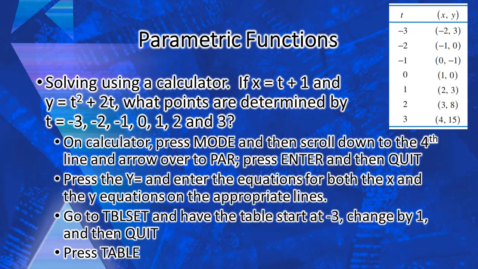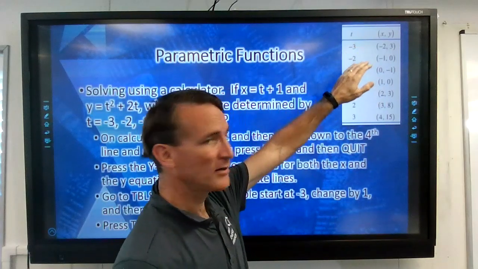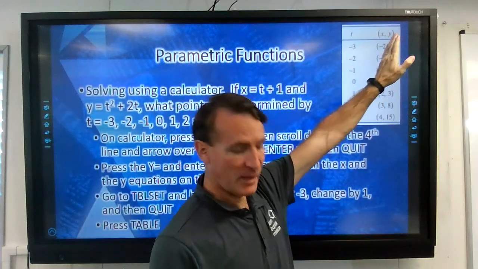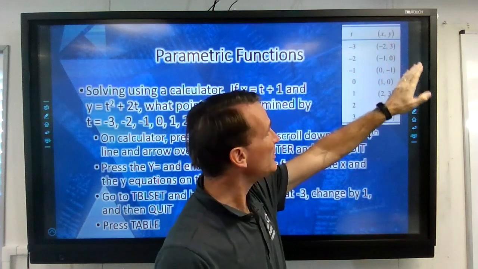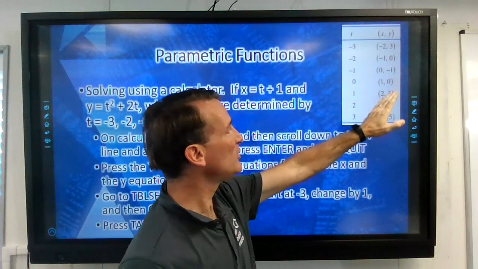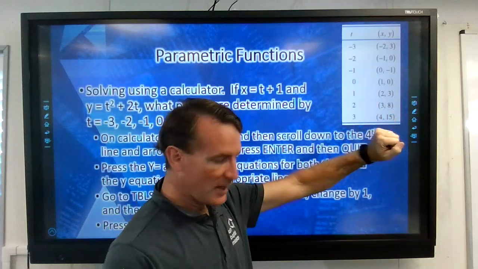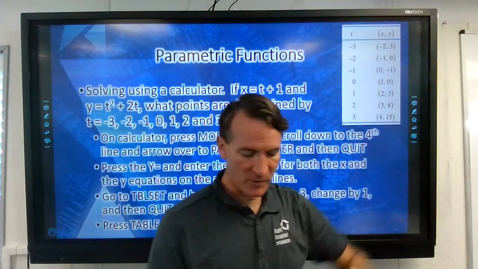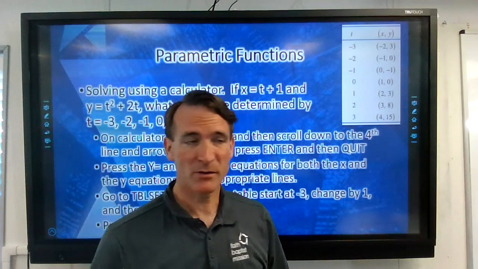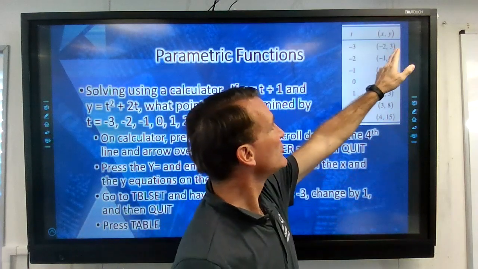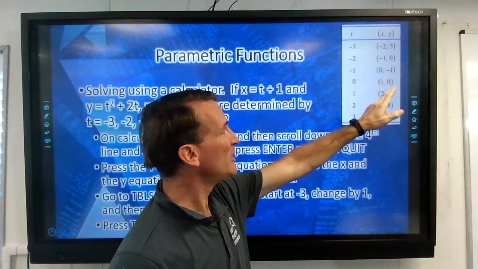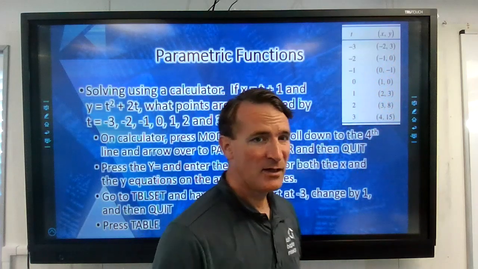And you will see that you have a t value. And our t values start at -3, then -2, -1, 0. Next column, it has your x value. That should be reading as -2, -1, 0, 1, 2, 3, 4. And then your last column that you could probably see on your screen is your y sub 1. And that should give you values of 3, 0, -1, 0, 3, 8, and 15.